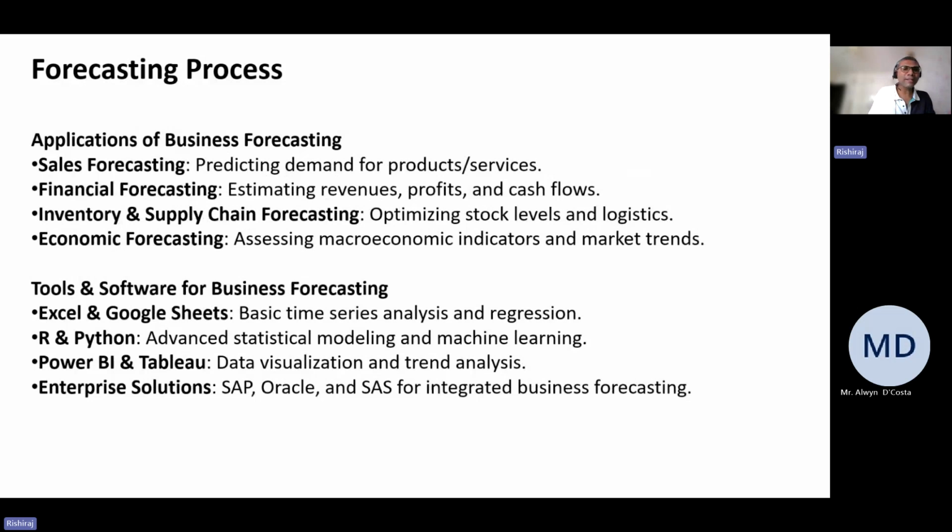Then tools and software very commonly used for business forecasting. Microsoft Excel, my favorite. In this entire course, we will extensively use Microsoft Excel. So I encourage you to open your Microsoft Excel sheet and work along with me from this point of time. Whenever I stop the PPT, I'll open Microsoft Excel, and throughout my course, I'll be extensively using it.